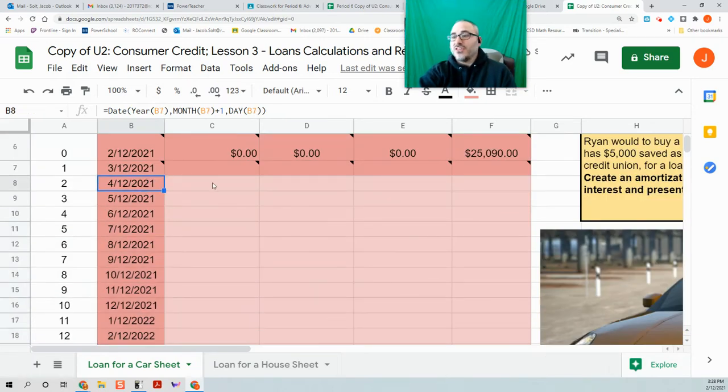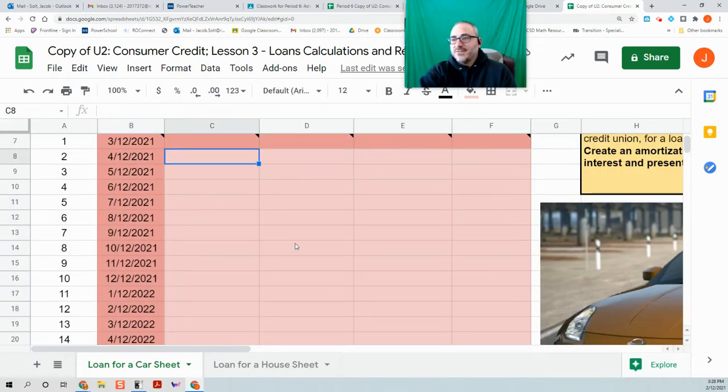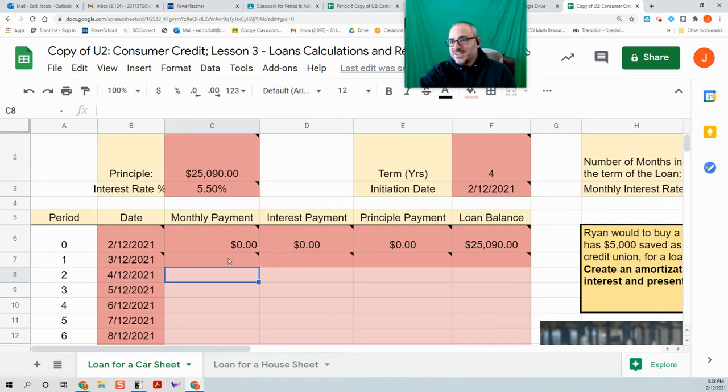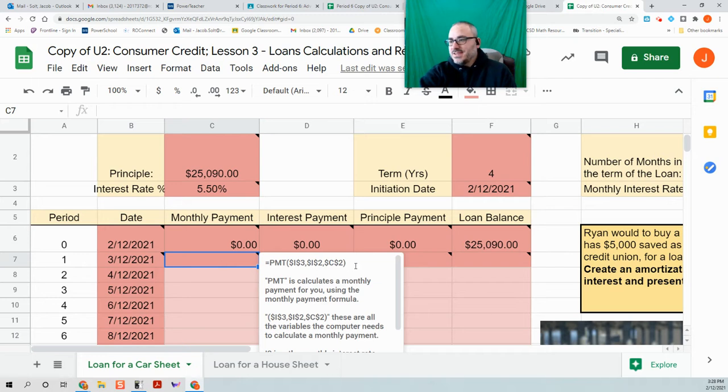Remember how I told you that you're going to have to fill in all this stuff? Well, it's going to be easy because once you get this first formula in here, the spreadsheet's going to do a lot of this work for you. So here is what you're going to need. Here's the command you're going to need to paste right over here.